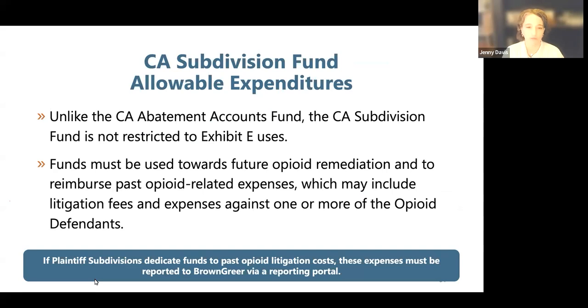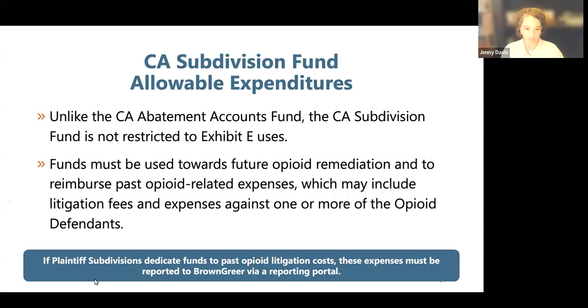A little refresher on the California Subdivision Fund. Unlike the California Abatement Accounts Fund, this fund is not restricted to Exhibit E uses, but it is restricted to that definition of opioid remediation, which is a bit broader, but these funds still are intended to abate the opioid crisis. So those in receipt of the California Subdivision Fund funds can use that money towards future opioid remediation. They can also reimburse past opioid related expenses, which could be a past opioid remediation project, or it could be litigation fees that resulted from one of our opioid defendants, which are essentially our finalized agreements. So again, that list of Allergan, CVS, Walmart, Walgreens.